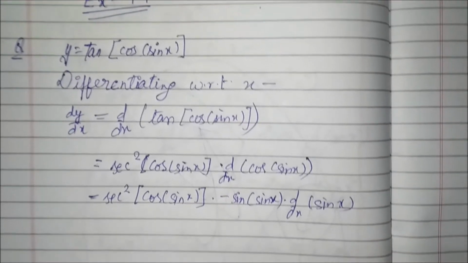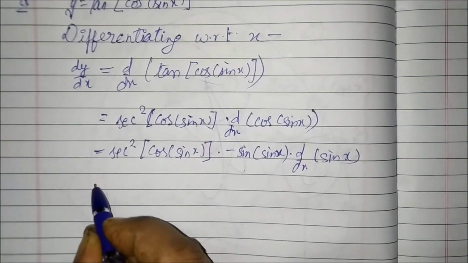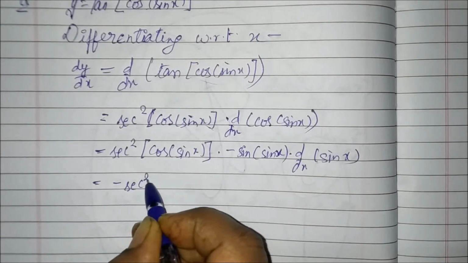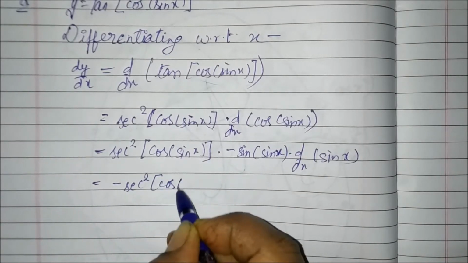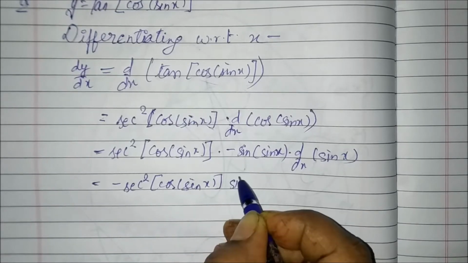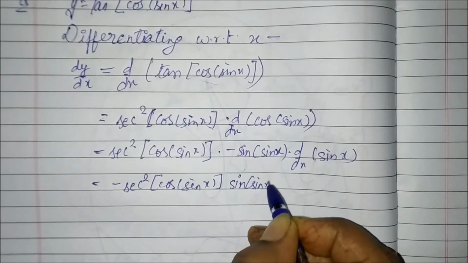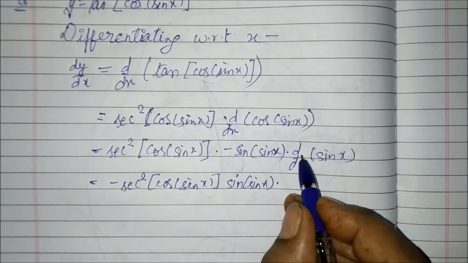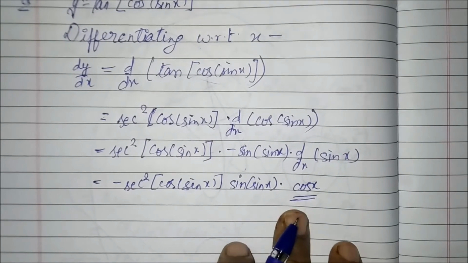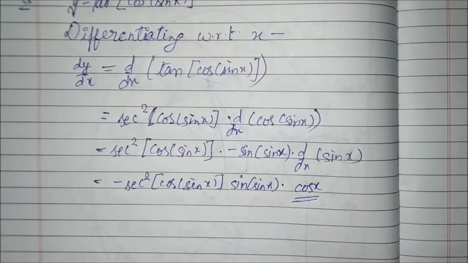So this minus will come here: minus sec square cos of sin x into sin of sin x into d by dx of sin x, which is cos x. So at last this is the result.